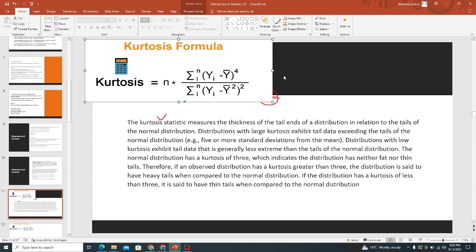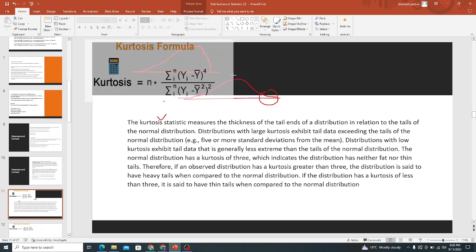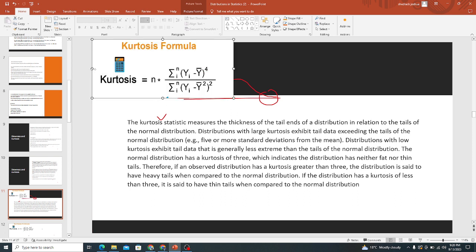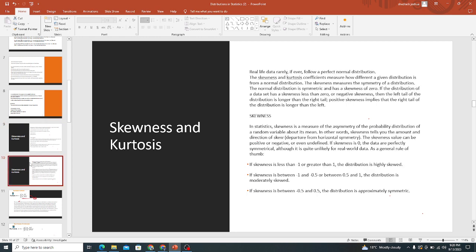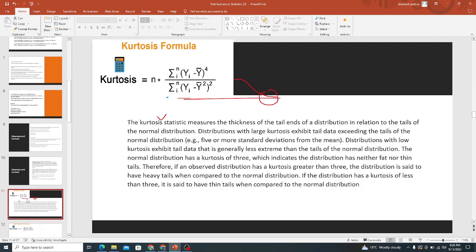Okay, good. Now let's continue with the kurtosis. This is the formula. We also have a formula for skewness, and basically skewness is the third moment from the mean, and kurtosis is the fourth moment from the mean.